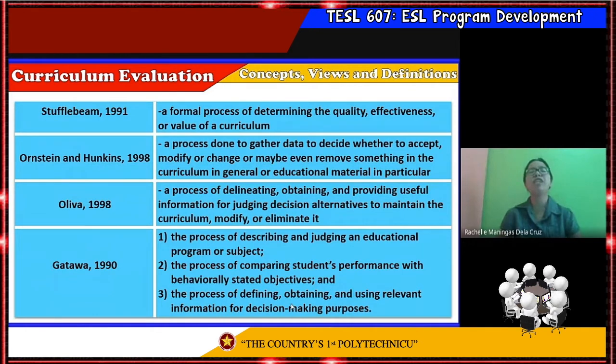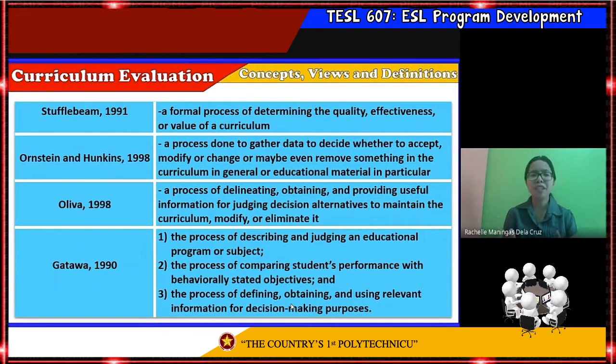Based on their definitions, we can say that curriculum evaluation is a process, and it is a formal process deemed significant to determine whether the planning, the procedures and methods, the organization, and even the implementation are effective and successful. Evaluation is also a tool for decision making that usually leads to maintaining the curriculum, changing, revising, or modifying it, or totally removing it.